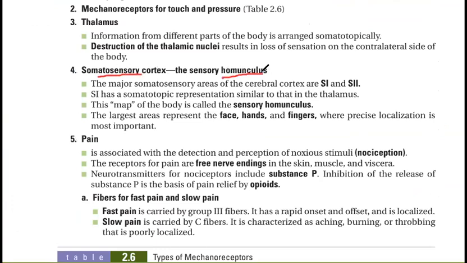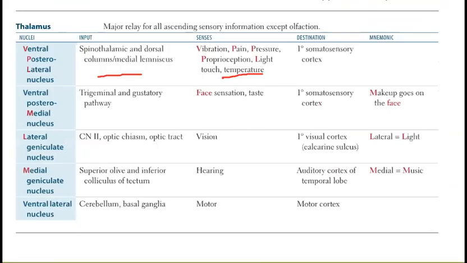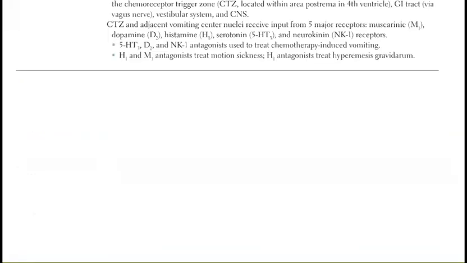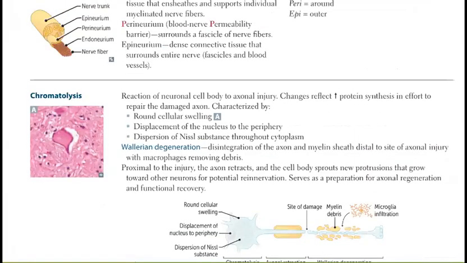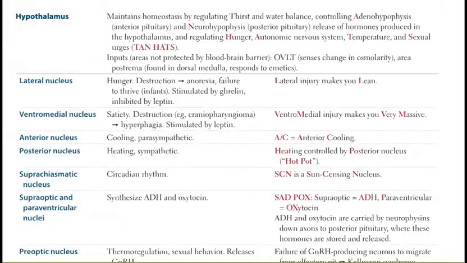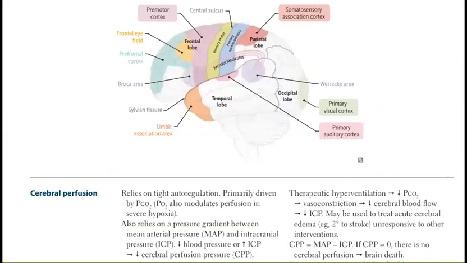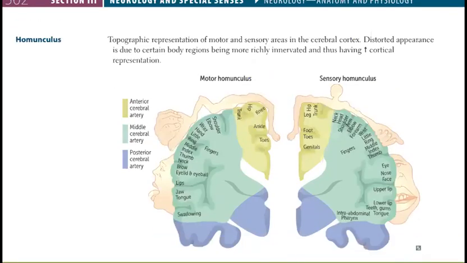Now let's see the homunculus. I have explained the homunculus to you also, and in your First Aid also we have this homunculus. Yes, so here it is. Now you see this is the central sulcus, and because they have written sensory, this is your postcentral gyrus area, and this is your precentral gyrus area. So this is your homunculus. I have explained it in the previous lecture also. Let's see it once again.